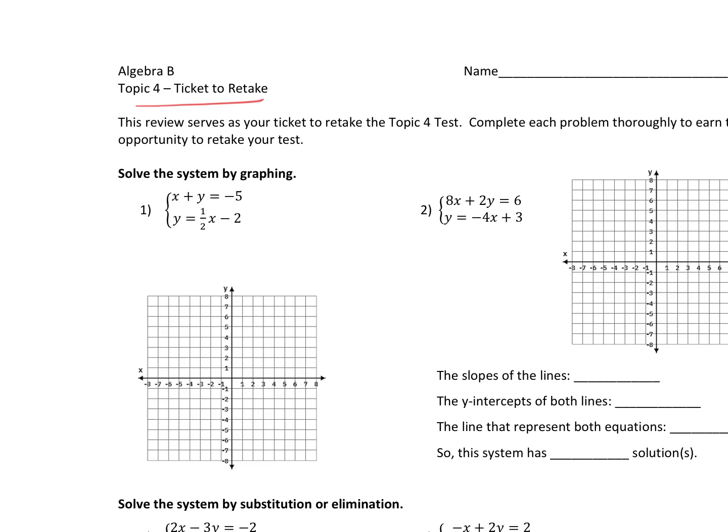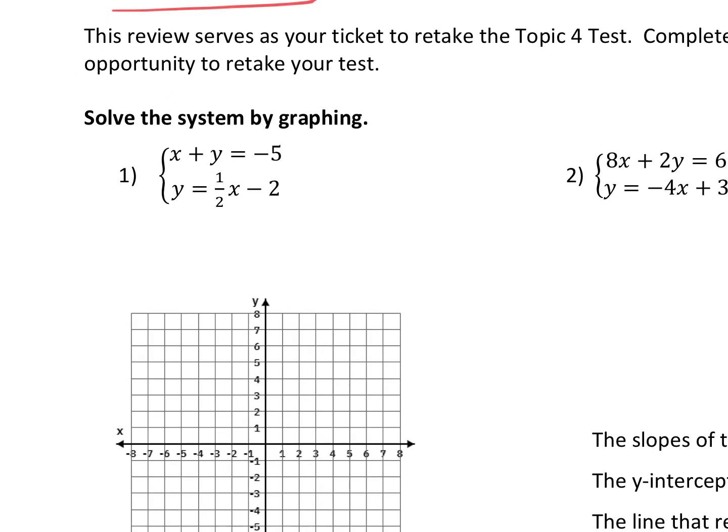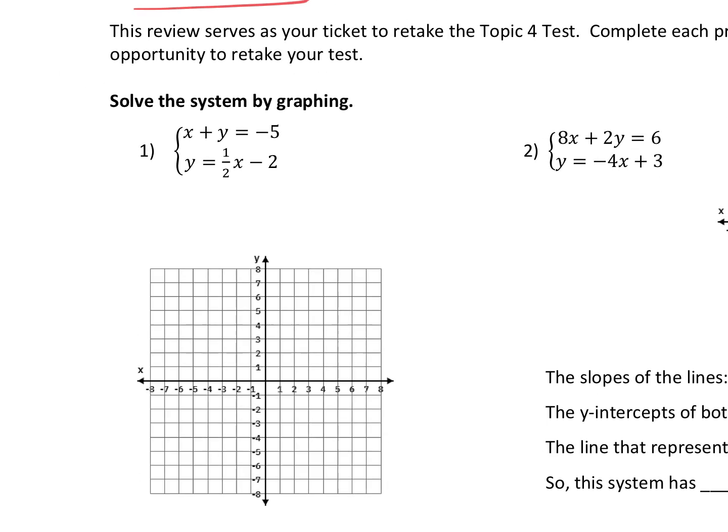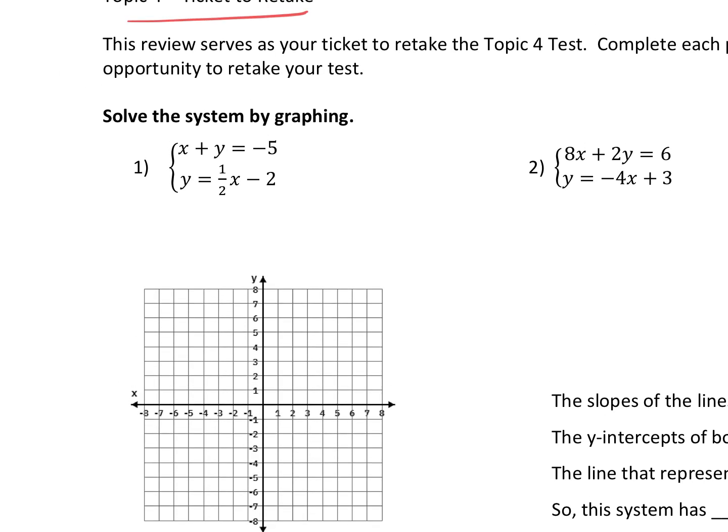So again, a system of equations is two or more equations put together. The solution is going to be the point of intersection. So where do these two lines cross? So what we will do if we're solving by graphing is we are going to graph both lines and look for that point of intersection.